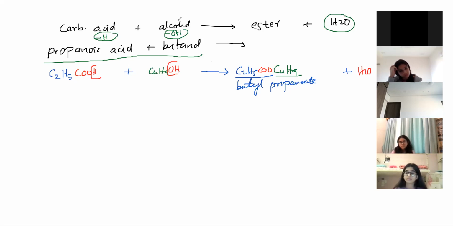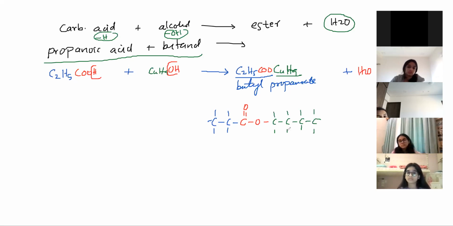Structure of this ester. How will the structure of this ester be? First of all, this is coming from propanoic acid. So we know propanoic acid has the structure C2H5. So C2H5 and then COO. COO we know how it is. C bonded to O by double bond, C bonded to O by single bond. Okay. And then here C4H9. This fragment, the green fragment is coming from the alcohol butanol. So this part is butyl and this part is propanoate.